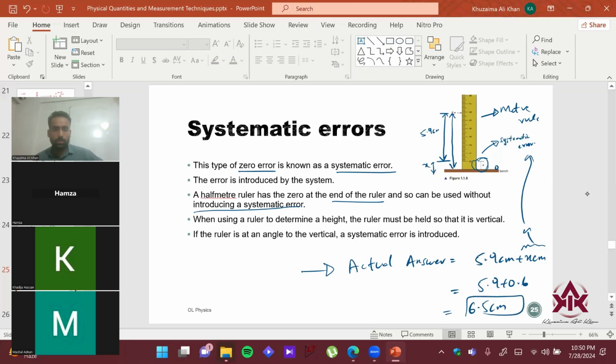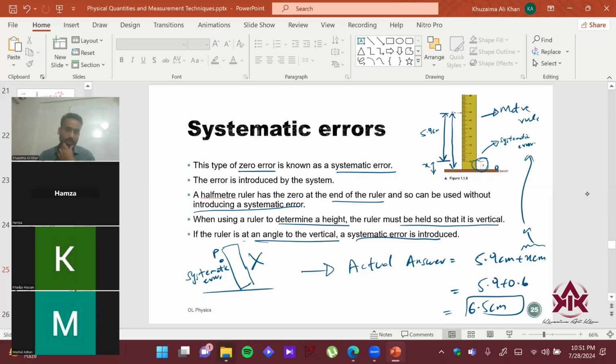So when using a ruler to find out the height, the ruler must be held vertically, right? ऐसा ना हो कि आपकी, let's say this is the point which you want to measure, and you're putting the scale like this, right? So this is also going to give you a wrong reading. This is not flat over here. This is also called as systematic error. Right? So if the ruler is at an angle over here, a systematic error is introduced. Again, the instrument is basically giving you a cause of error over here.